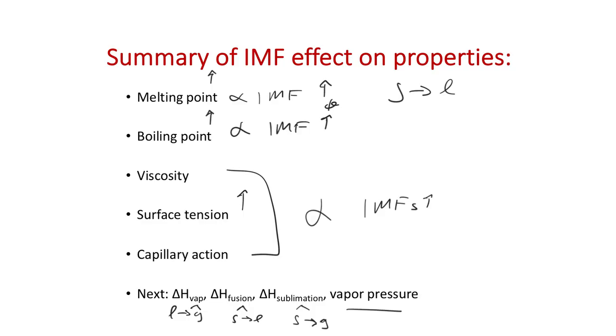Now vapor pressure, I'm just going to square this. This is going to be the one property that has an inverse relationship to intermolecular forces, and we'll see why in a couple slides. I'm just calling it out as the one property that's inversely related to intermolecular forces. But these others will be directly related to intermolecular forces. So the enthalpy changes of vaporization, fusion, and sublimation will all be directly related, as we'll see in a slide or two, to intermolecular forces.